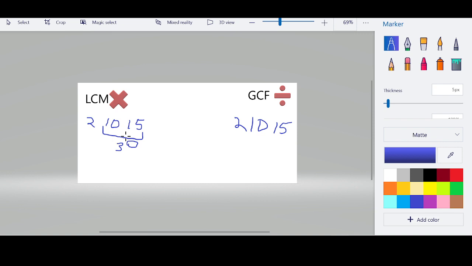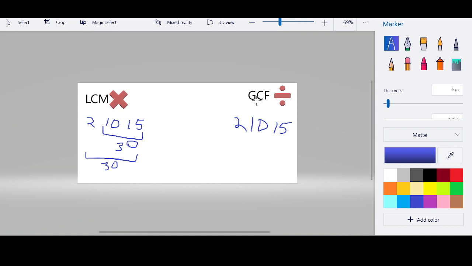Then once I get the largest numbers out of the way, I go to my smallest. All right, so what number is in the 30 timetables and in the 2 timetables? And that would be 30. 30 is in both the 2 timetables and the 30 timetables. So it's 30. That's my least common multiple.